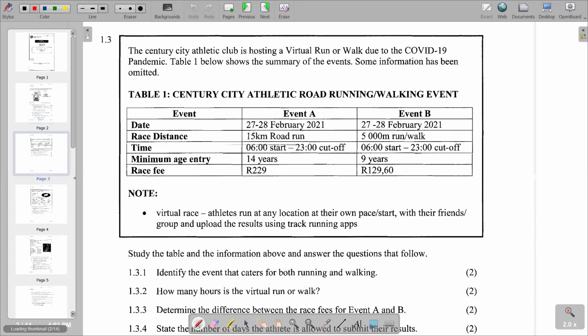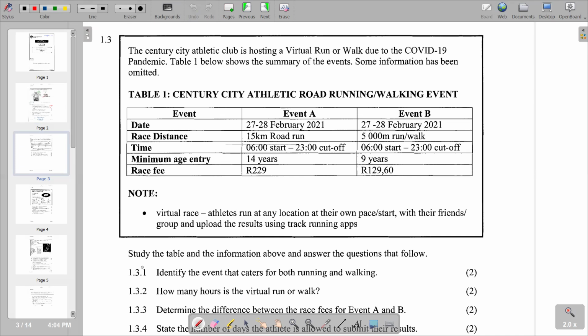Then we go to the next part of our question, which is now 1.3. It's saying the Central City Athletic Club is hosting a virtual run or walk due to the COVID-19 pandemic. Table 1 below shows the summary of the events. Some information has been omitted. We've got a column for event A and a column for event B, and a note which says a virtual race. Athletes run at any location at their own pace or with their friends' group and upload the results using track running apps. Study the table and the information above and answer the questions that follow.